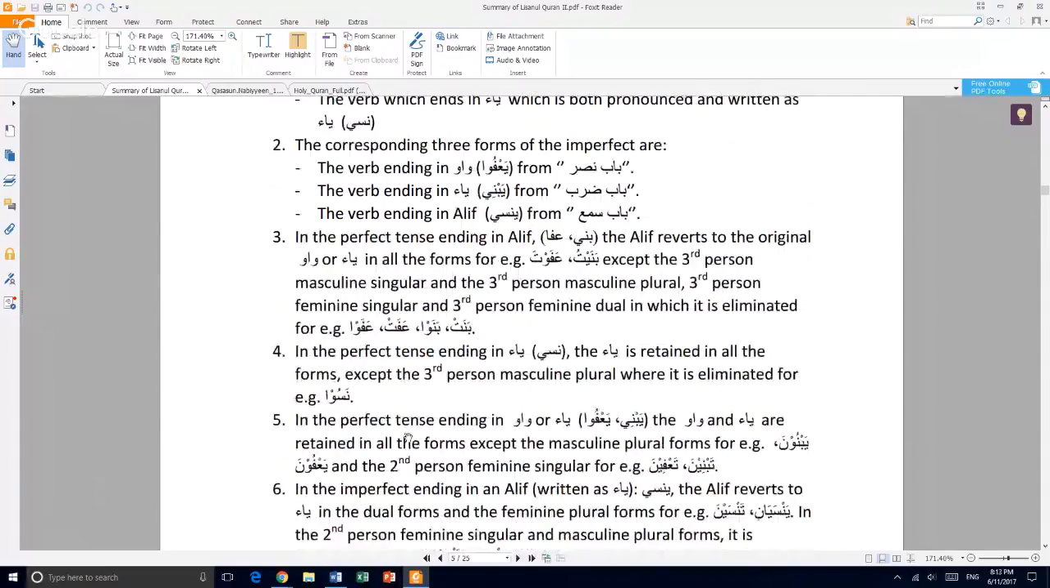Number four. In the perfect tense ending in ya, nasiya, the ya is retained in all the forms except the third person masculine plural, when it is eliminated, for example, nasu. So was nasayu, that ya is dropped, but we put the dhamma on the ain kalima: nasu.